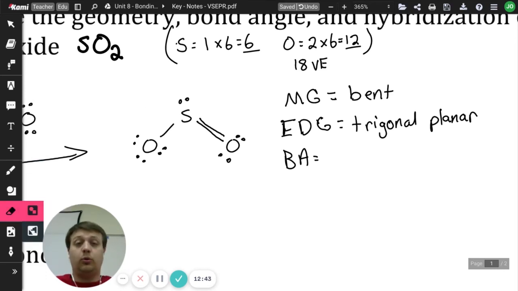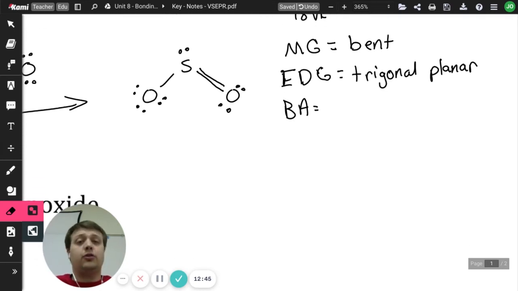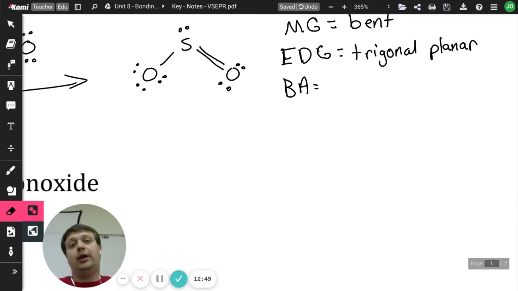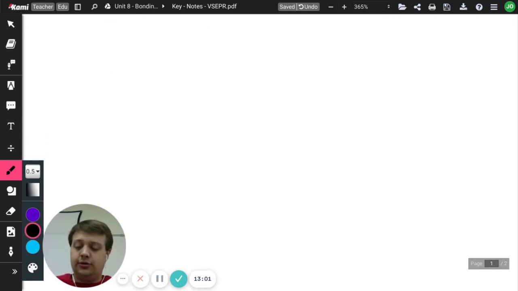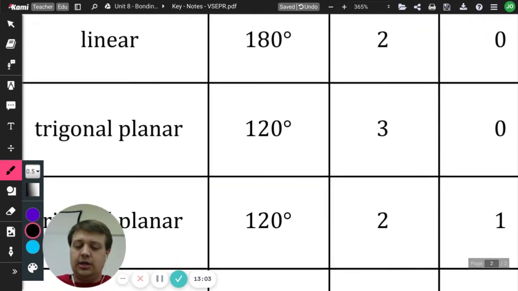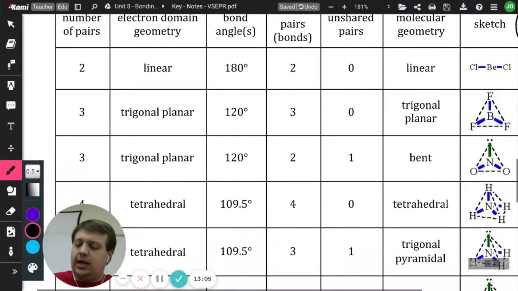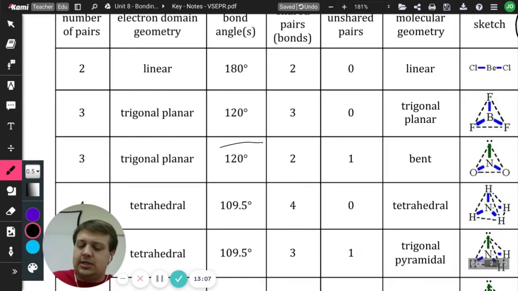Well, there are 3 points to something. If you take a circle and separate it into 3 sections, then what you'll find is that our bond angle is going to be 120 degrees. Again, you can go down to your next page and you'll see that this bent substance has a bond angle of 120.